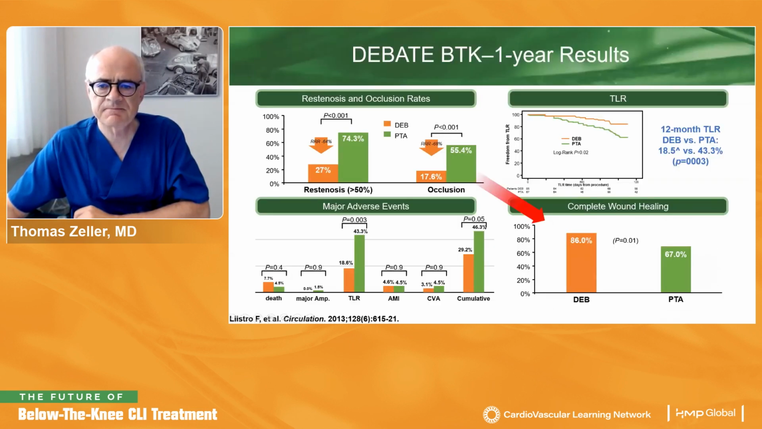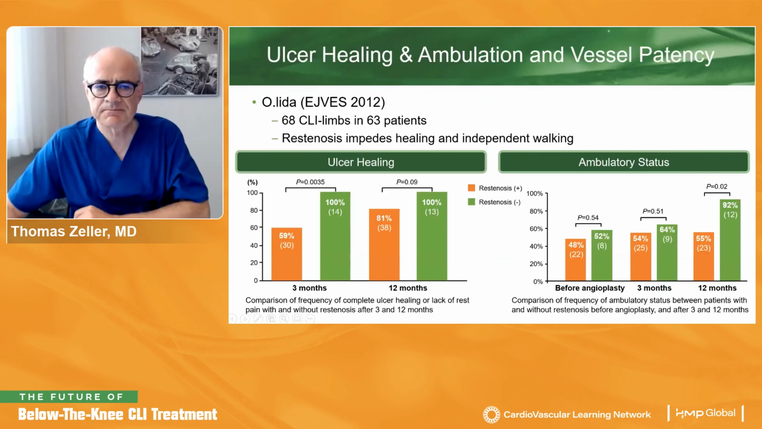That limb salvage can result in complete wound healing has been shown by Liistro in the DB8 BTK study. So reducing reocclusion rate did significantly improve wound healing rate over time. The same has been shown by Iida in a study where he did compare patients developing restenosis to no restenosis over time.